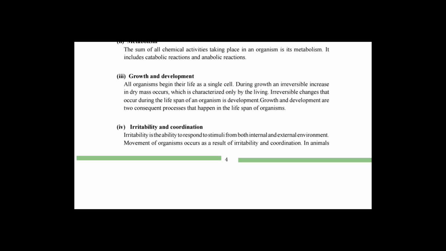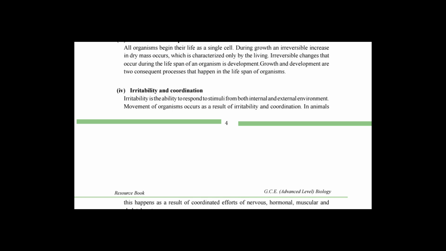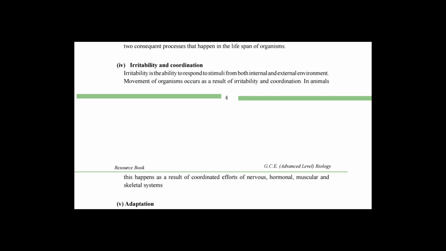They both are consecutive processes. Okay. So the next one is irritability and coordination. For irritability also there is a textbook definition which we must memorize. Irritability is the ability to respond to a stimuli from both internal and external environment. Okay. Movement of organisms occur as a result of irritability and coordination.